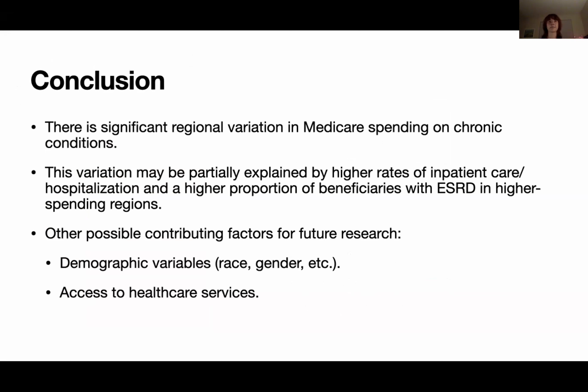And then having a higher proportion within a state of beneficiaries with kidney failure might increase the per capita spending costs, because kidney failure as a chronic condition might be more expensive to treat than other chronic conditions such as asthma or hypertension. But overall, there was significant regional variation in Medicare spending and on chronic conditions. And I hope that I provided evidence that could explain some of this variation. Of course, there are a lot of other possible contributing factors, and that includes demographic variables or access to healthcare services being some other things that might be interesting to look into. So yeah, thank you.